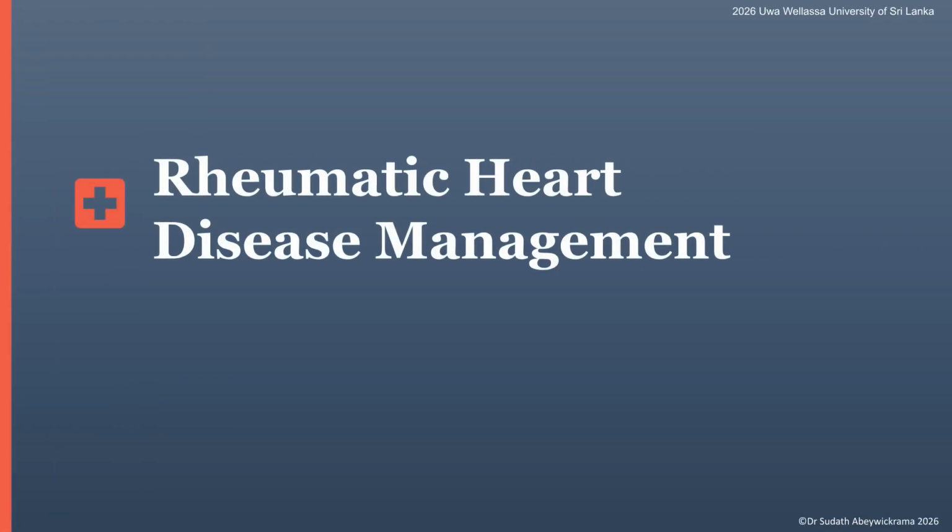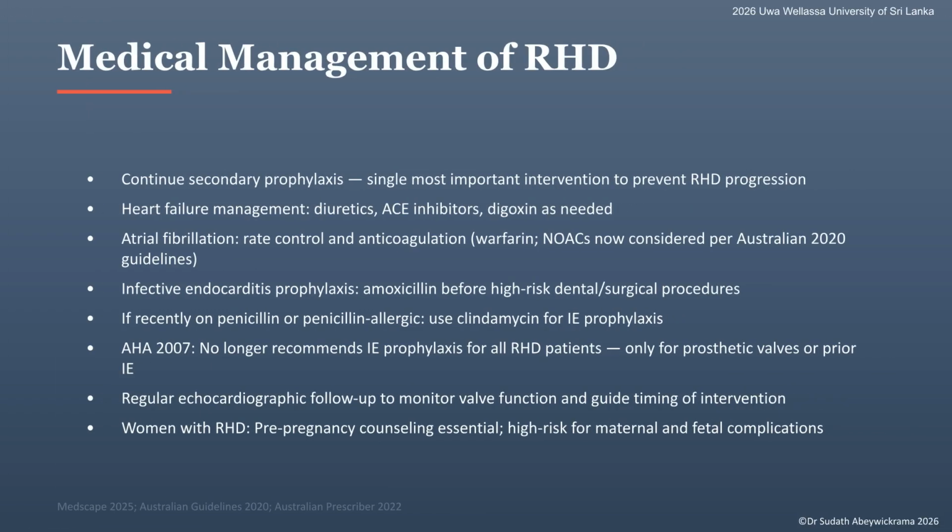Finally, we discuss the management of established rheumatic heart disease, focusing on medical optimization and surgical intervention. Medical management includes continuing secondary prophylaxis, which is the most important step to prevent progression. Treatment also addresses heart failure and atrial fibrillation. Infective endocarditis prophylaxis is only recommended for high-risk procedures in patients with prosthetic valves or prior IE.